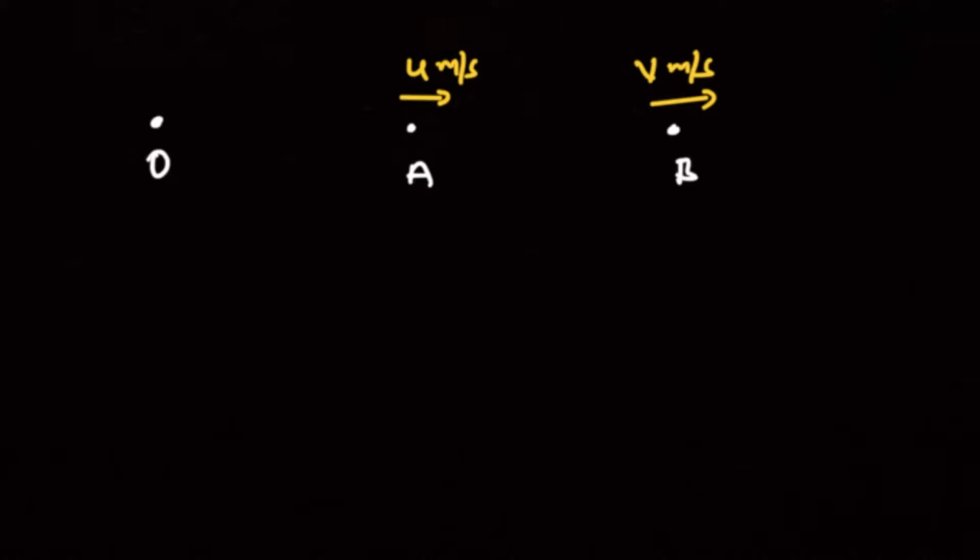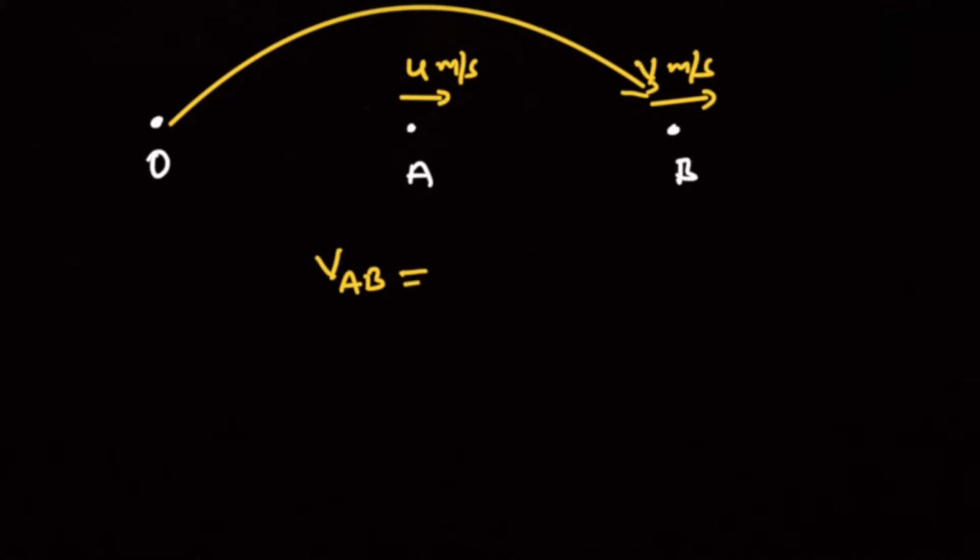Now observer, A and B are in the same line. A is moving with velocity u meter per second. B is also moving in the same direction with velocity v meter per second. Now what is the relative velocity of A with respect to B? Suppose I want to calculate VAB. That means observer is jumped into B. That means he observes velocity of A from B. So VAB is nothing but VA minus VB.